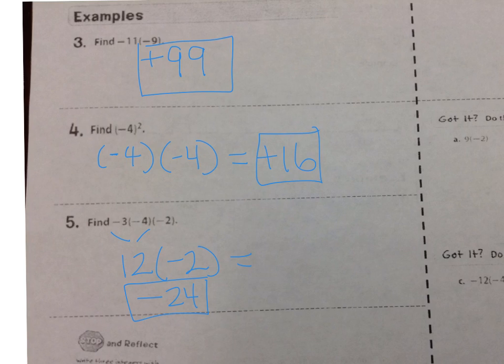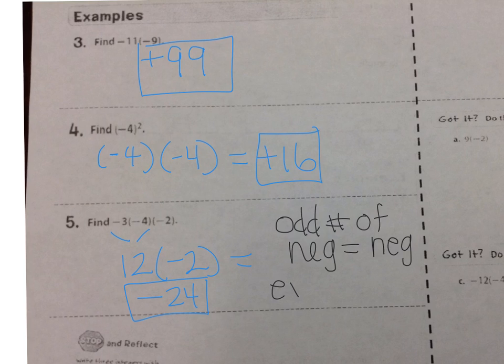So a pattern: when we did the stop and reflect problem, we discovered that there's a pattern. If there is an odd number of negatives, your answer is going to be negative. But if there is an even number of negatives, your answer is going to be positive.